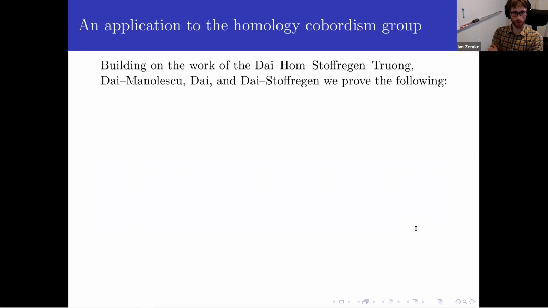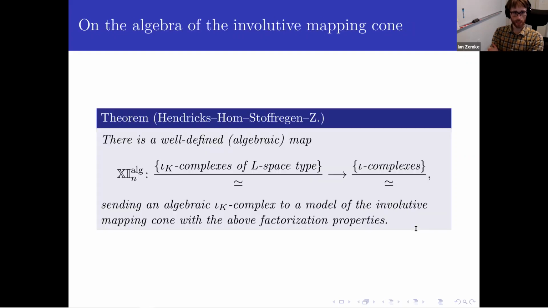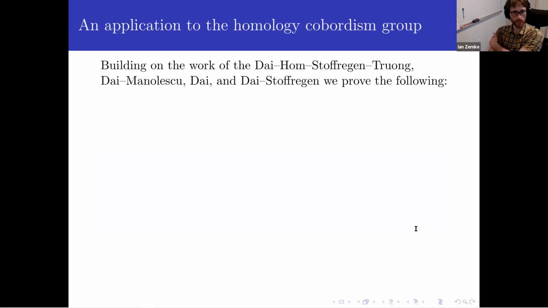And so, let's see. Building on the work of Dai, Hom, Stoffregen, and Truong, here are some applications. Here's an application, and we'll talk a bit about how we proved it. But this is definitely building on the work of these authors, Dai, Manolescu, Dai, and Stoffregen. Some of the critical input is due to them.